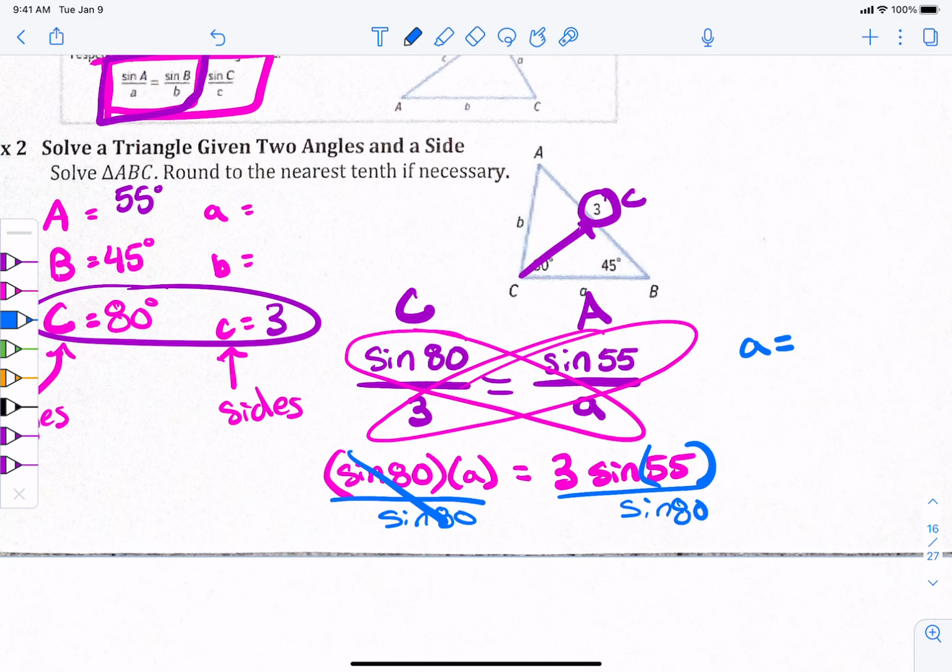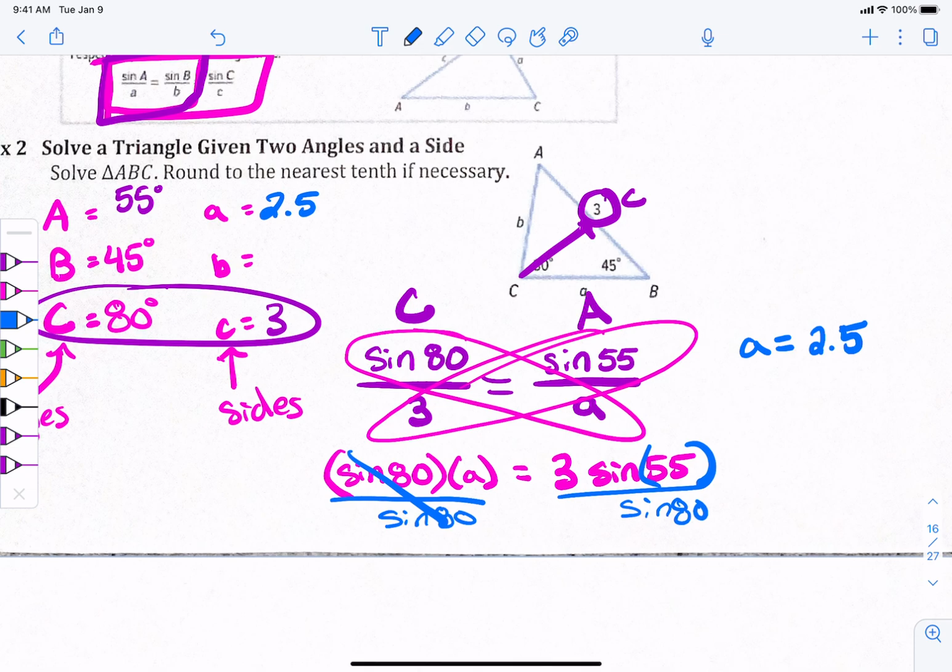I got 2.5. I actually got 2.49. I got 2.42. Check your angles, 55 and 80. How do I type it in? Oh, you didn't divide by sine of 80. It's supposed to be 2.49530. Okay, so A is 2.5.